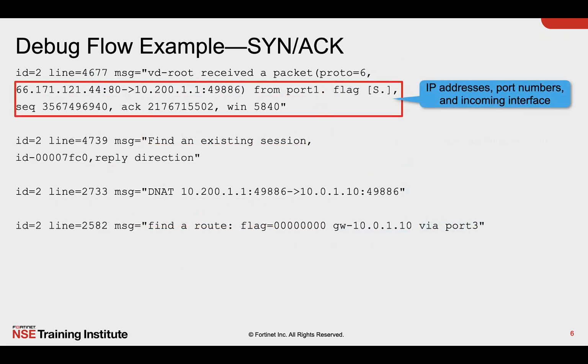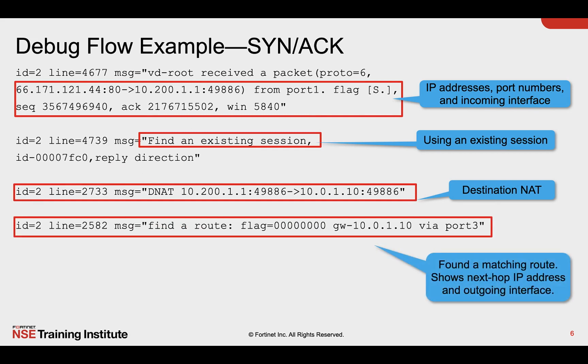Speaking of response, again, here is the VDOM received, VDOM root received a packet. It's still protocol 6. Here is the source address. Remember, that's coming from the external server. It's this source address, port 80. Its destination to the NATed address, 10.200.1.1, 49886. It's coming into us on port number 1, interface port number 1.